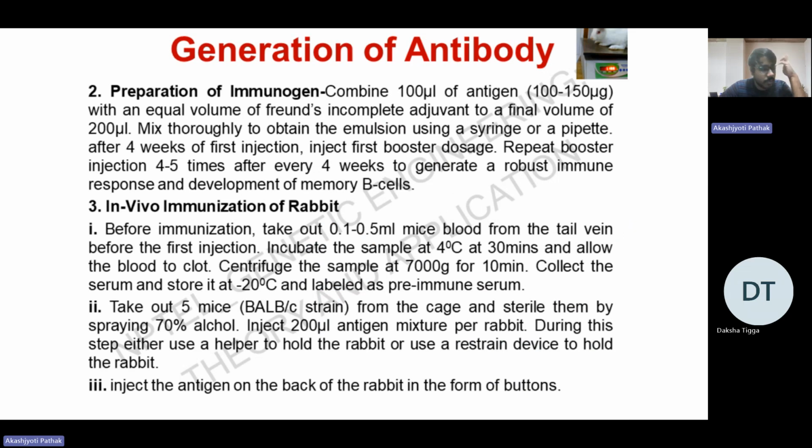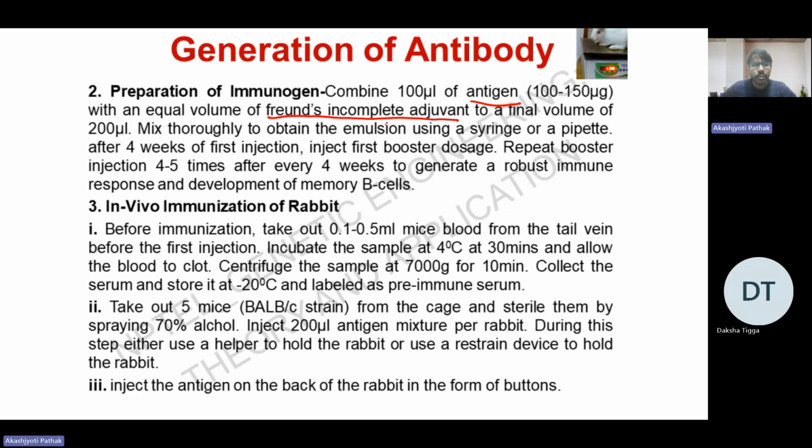Now, how can you prepare the immunogen? Once you have the antigen, it is mixed with this. So remember this Freund's incomplete adjuvant. An adjuvant is any molecule which will trigger the immune response of the host organism. Also, it will stay in the body for a longer time. It will not get eliminated. So the immune response is increased.